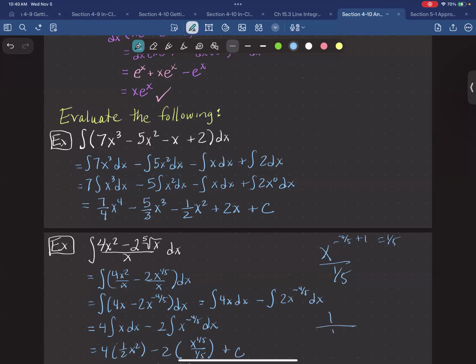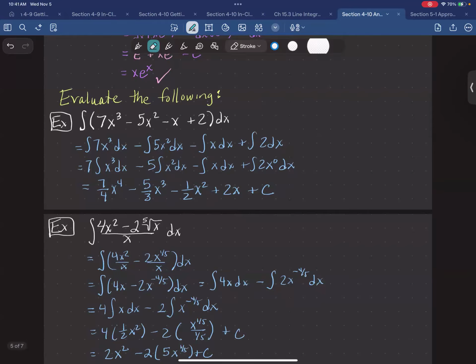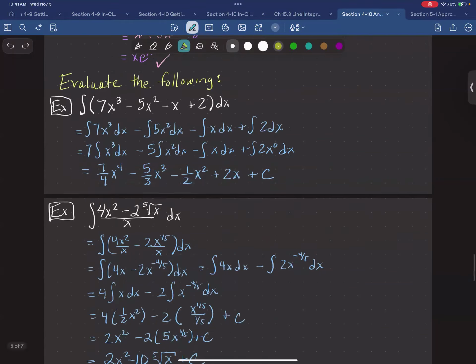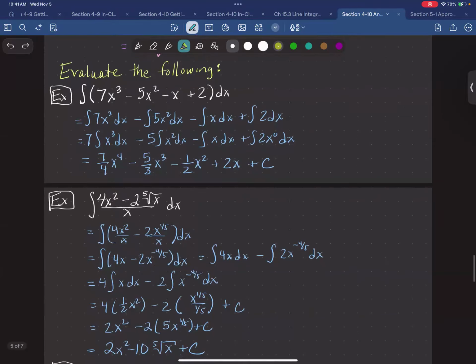Dividing by 1/5, though, is the same as multiplying by 5. So rather than dividing by 1/5 there, I'm going to make it multiplying by 5. Here, I already distributed the 4 times the 1/2 to get the 2. And now here, all I did was move that up to make the 5. Now I'm going to distribute that. I get 2x squared minus 10 x to the 1/5, but x to the 1/5 is the 5th root of x plus c.